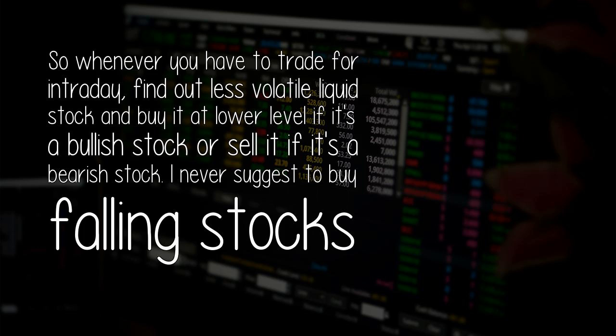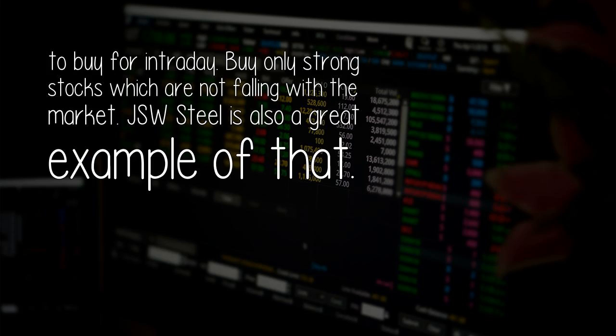So whenever you trade intraday, find a less volatile, liquid stock and buy it at a lower level if it's a bullish stock, or sell it if it's a bearish stock. I never suggest buying falling stocks. To buy for intraday, buy only strong stocks which are not falling with the market. JSW Steel is also a great example of that.